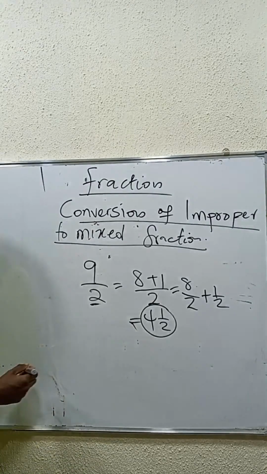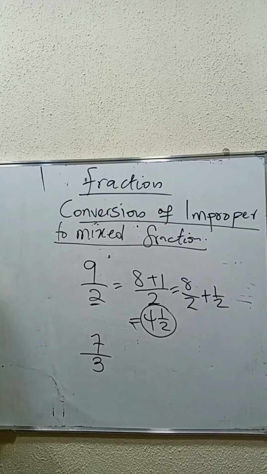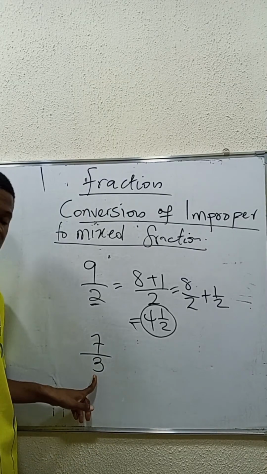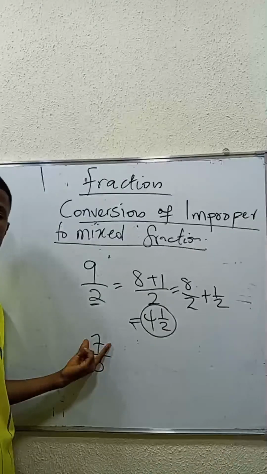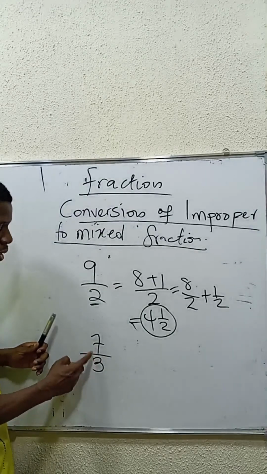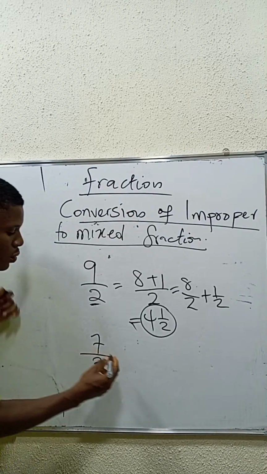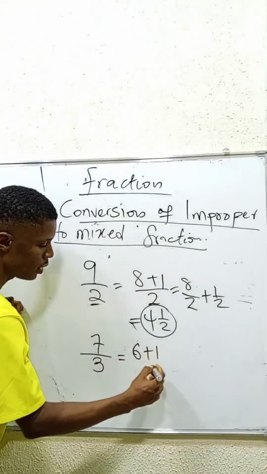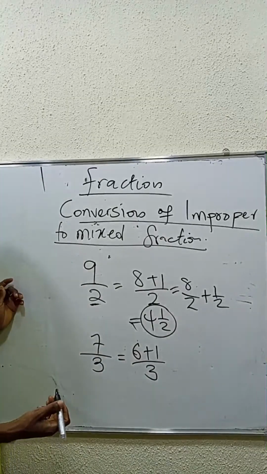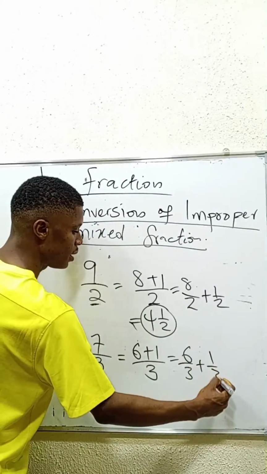So the next one we'll look at, let's say we have 7 over 3. All you have to ask yourself again is, how many times can 3 divide 7 without any remainder? You see that the closest number 3 can divide in 7 is 6, right? So you can write it as 6 plus 1 over 3, because 6 plus 1 still gives 7. So nothing changed. And that will be 6 over 3 plus 1 over 3.